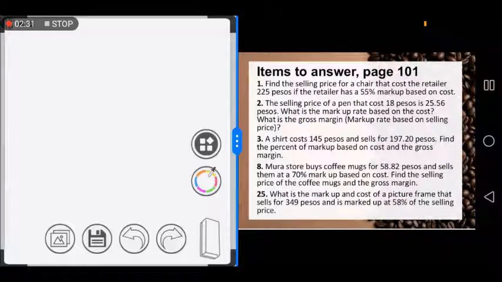So here are the items that we want to answer. No, so this is our goal to be answered for the whole lesson. So you can find this on page 101 of your books. So today we will specifically be able to answer numbers 2 and 3.